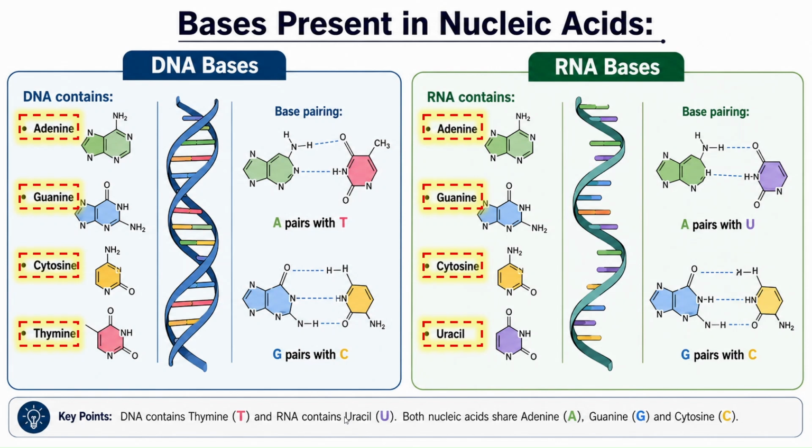In DNA, adenine pairs with thymine, whereas guanine pairs with cytosine. Likewise, in RNA, adenine pairs with uracil and guanine pairs with cytosine. So, adenine and guanine are the purines, whereas thymine, cytosine, and uracil are pyrimidines. This complementary base pairing is extremely important because it maintains the stability and accurate replication of the genetic material.